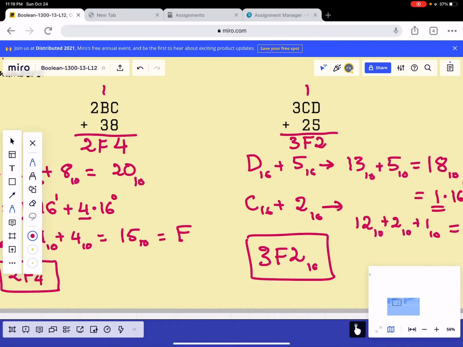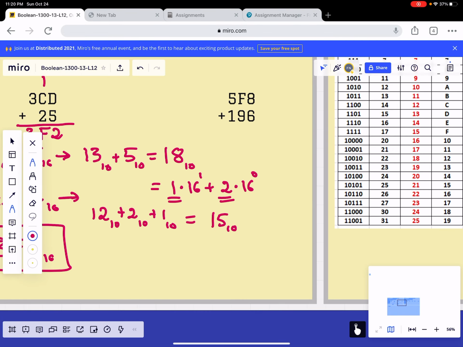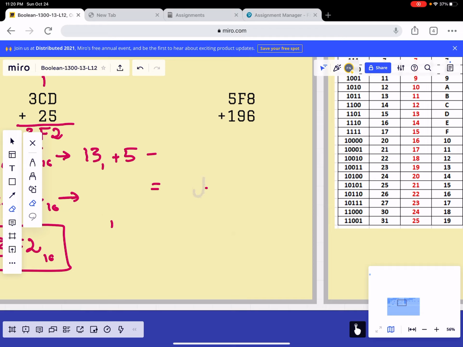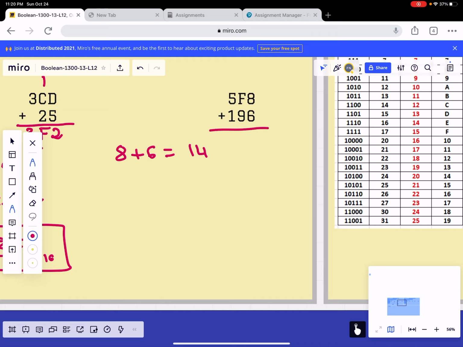All right. So that's the way you add the hexadecimal. Let's do something that has a higher number. So I'm going to erase this one. Let's do another number. So 5F8 plus 196. So 8 plus 6, because this is the same thing. So I write out 14.